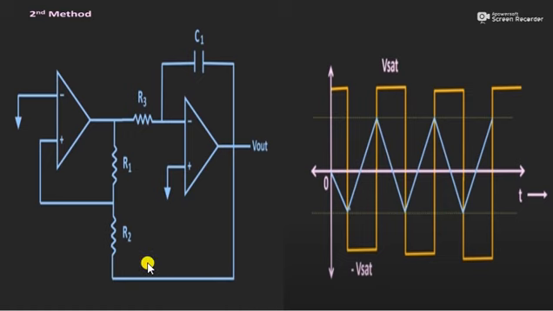The output of the integrator is given to the non-inverting terminal of the comparator. Now suppose the P dash value is less than 0 volt, the output of the comparator is at negative saturation. Now the negative saturation output is given to the inverting terminal of the integrator. Now the output of the integrator is moving towards positive. Like that, the triangular wave is generated.